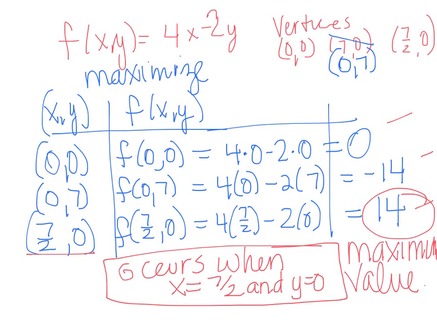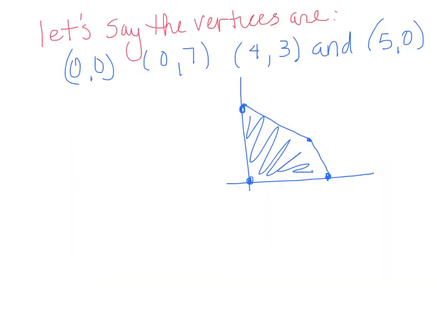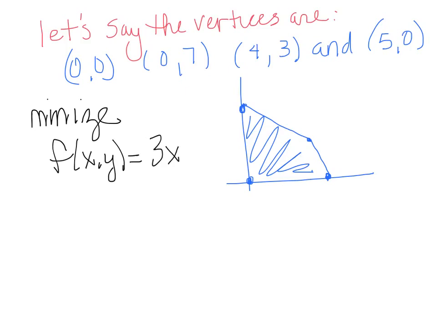So I'll give you a problem. Okay, let's just say we've already done the hard part, finding the vertices, okay? And it came out to be this sort of a quadrilateral shape instead of a triangle. So I have these 4 vertices that I've labeled 0, 0; 0, 7; 4, 3; and 5, 0. Okay? And this time we'll try to minimize, so maybe we're talking about costs, the function 3x minus 2y. Which one of those vertices is the correct answer for minimizing the function? I'm going to pause it and we can check our answers.